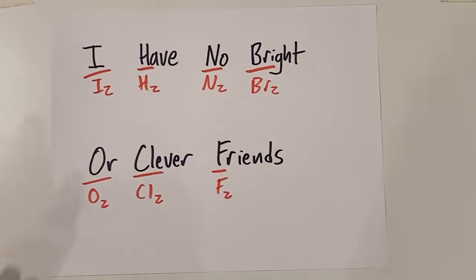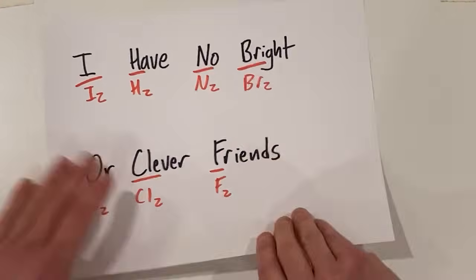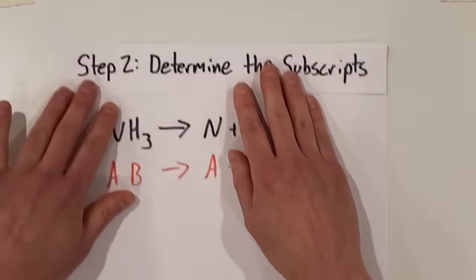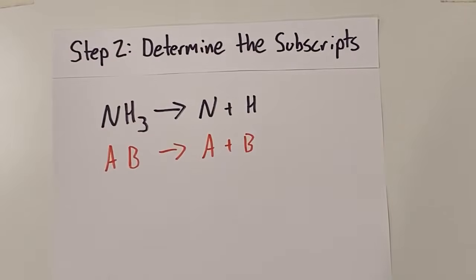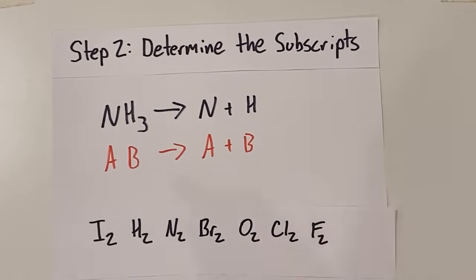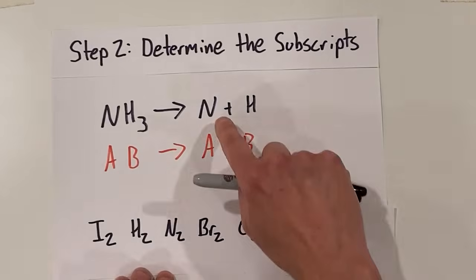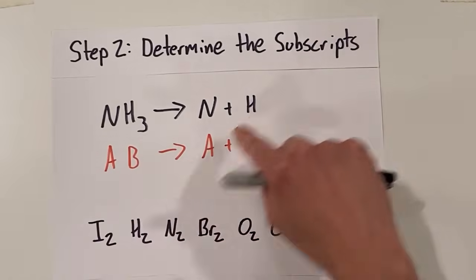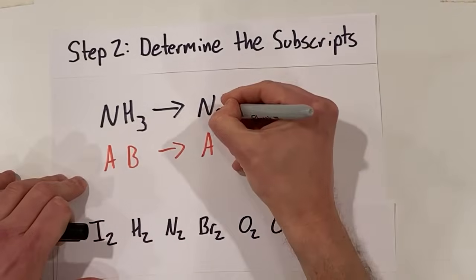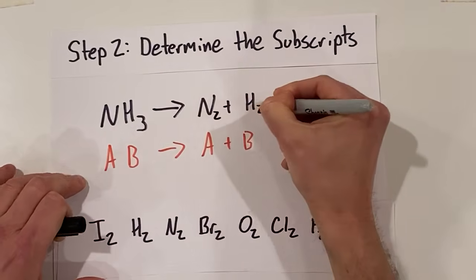So let's take a look and see if our products of this reaction here happen to have some diatomic elements. And if so, we'll have to adjust the subscripts. Let's put out our list of diatomic elements here. And we'll notice that, yeah, indeed, both of these are diatomic elements. So the nitrogen is on the list, and so is the hydrogen. So they're both going to get subscripts of 2.